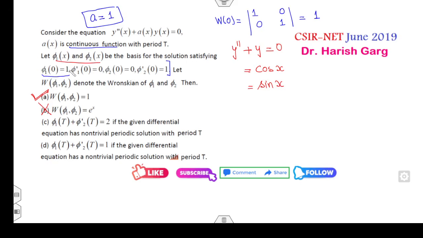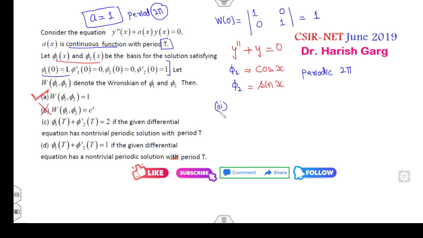Phi 1 is all those whose point 0 is my 1. So that means cos of 0 is 1. Now they are my periodic functions with the period T. So what is the period? T. And a equal to 1 is also a periodic function with the period 2 pi. So I can take T is equal to 2 pi.